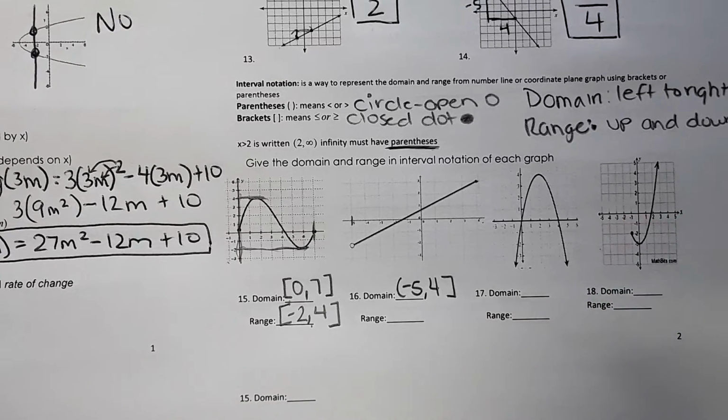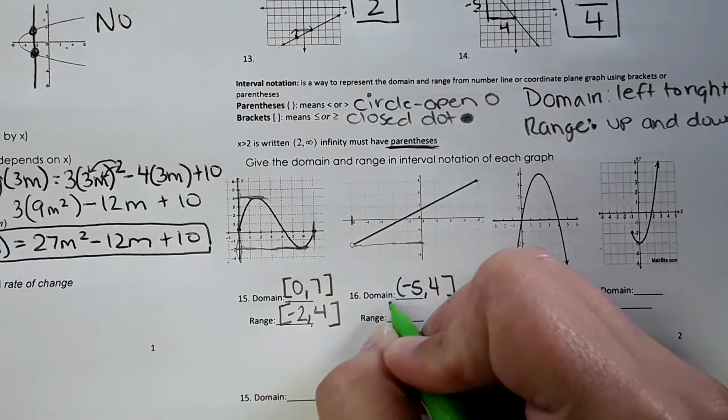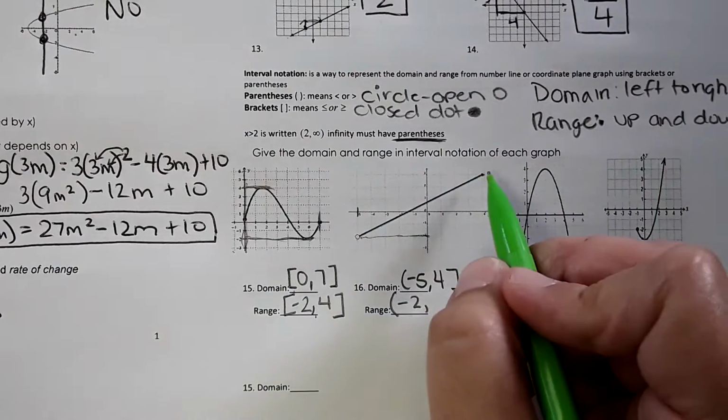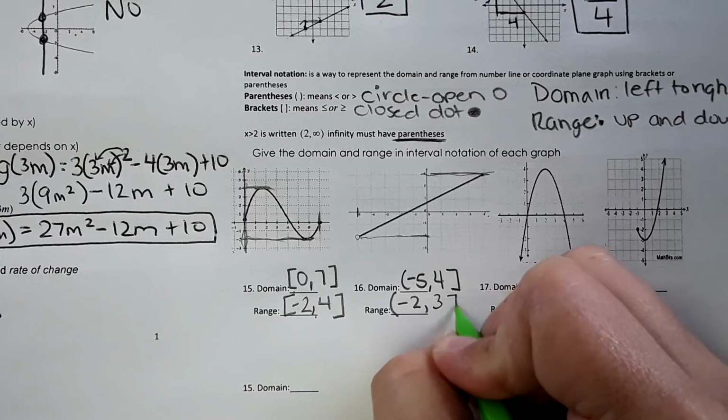Okay, so for range, we're looking at the y now. Lowest y is at -2. It's an open dot, so we're using the parentheses. And then the highest y value is at 3, and we got a closed dot, so we're using a bracket.